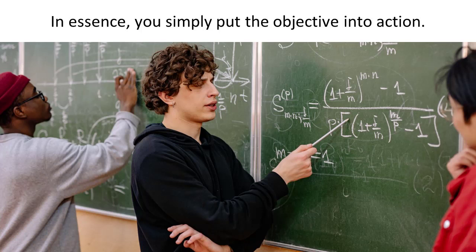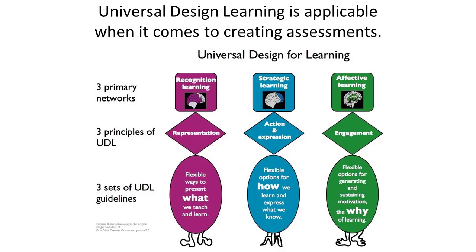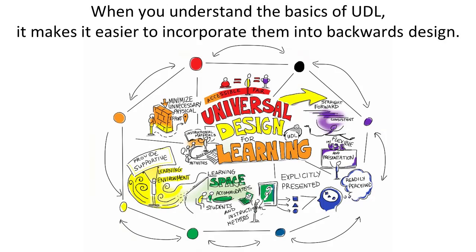But before I leave the second stage, I would say universal design for learning is very applicable at this point in time, because when you assess an objective, you can provide choice in how students demonstrate that knowledge or demonstrate that ability to perform a task. You can do that by leveraging the basics of universal design for learning. So it's very much applicable to what's going on.